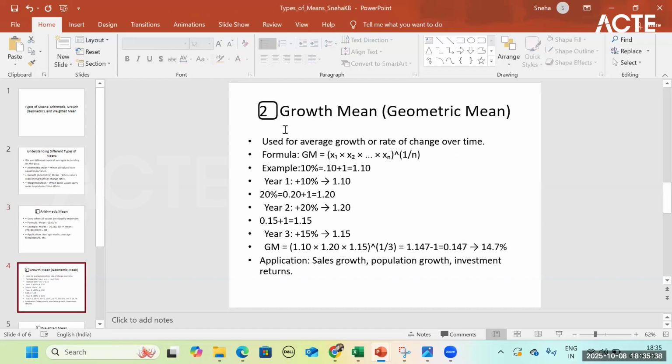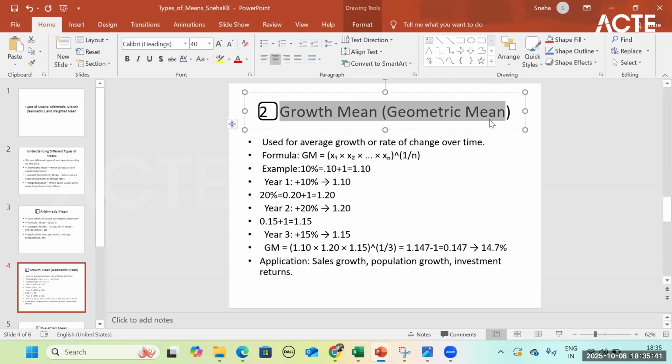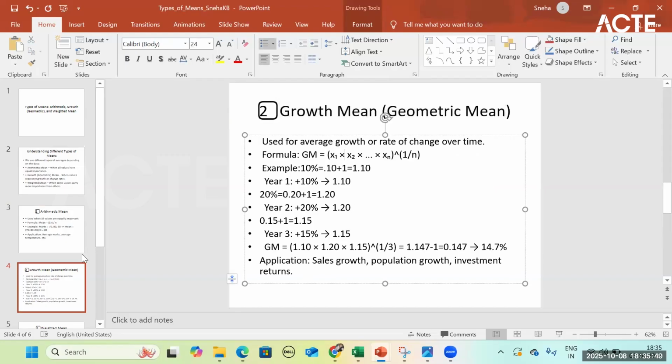And we have something called growth mean, which is the geometrical mean. For example, if I say my company has done in year 1 10% of profit, year 2 20% of profit, year 3 30% of profit, 40% of profit, and so forth. So over a period of years, there is some growth in my company, right?